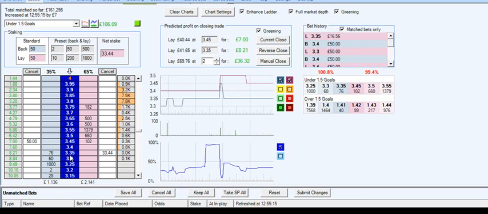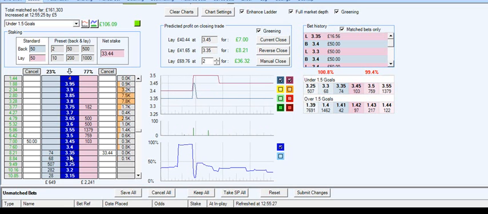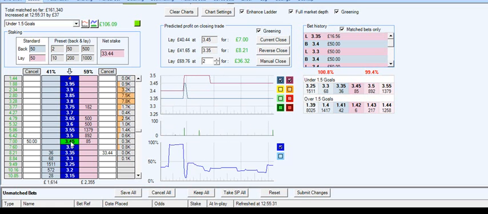So once we get matched, and of course we're at the front at 3.35 as well, so you know it's a good strong position to be in. So we'll just wait for that.